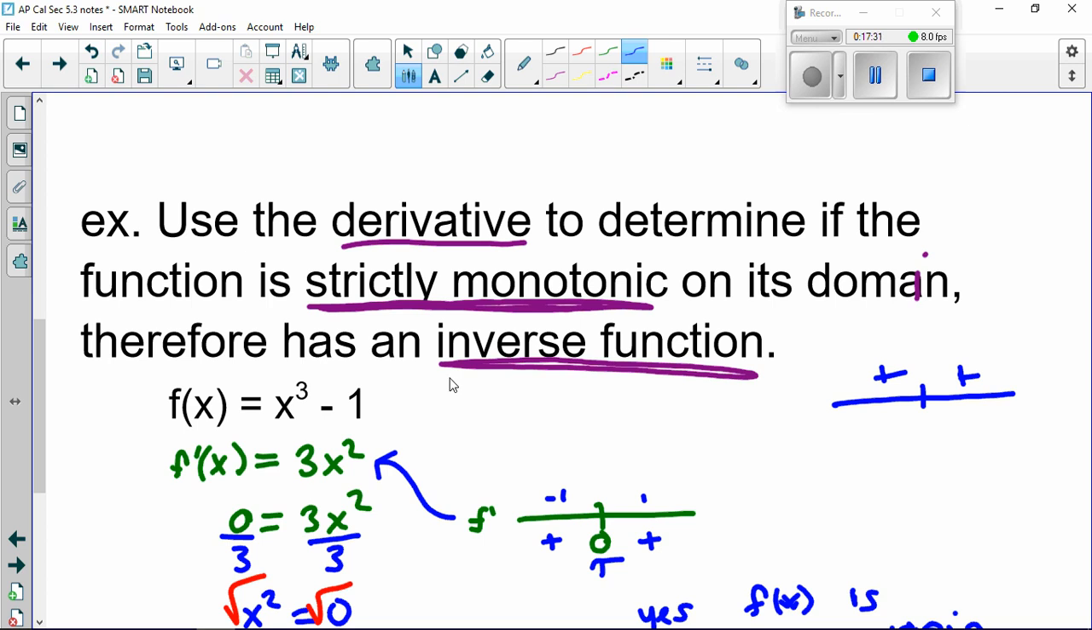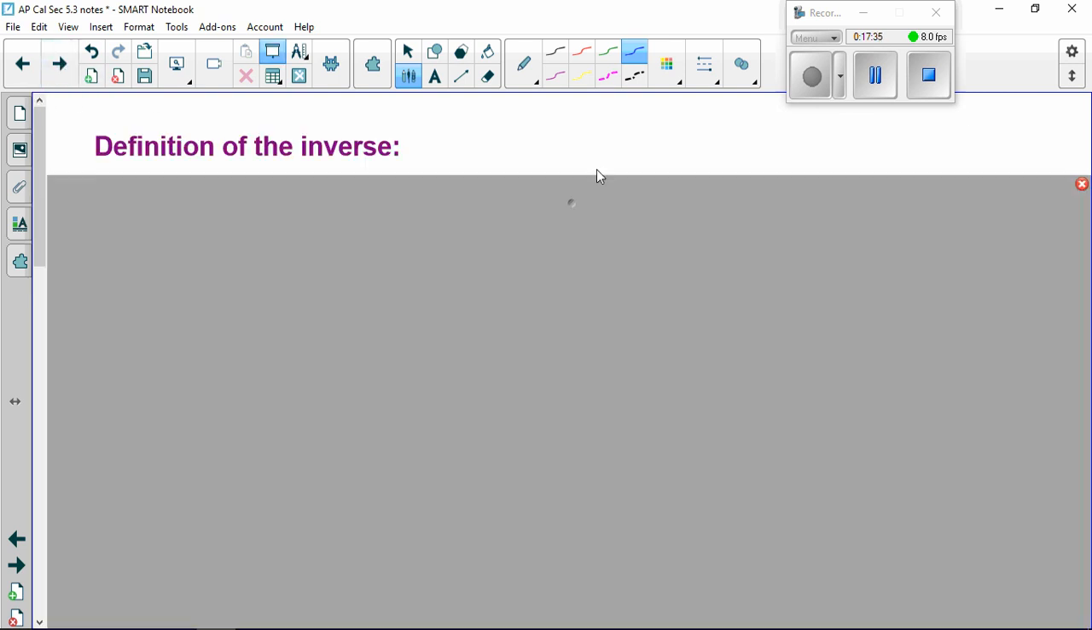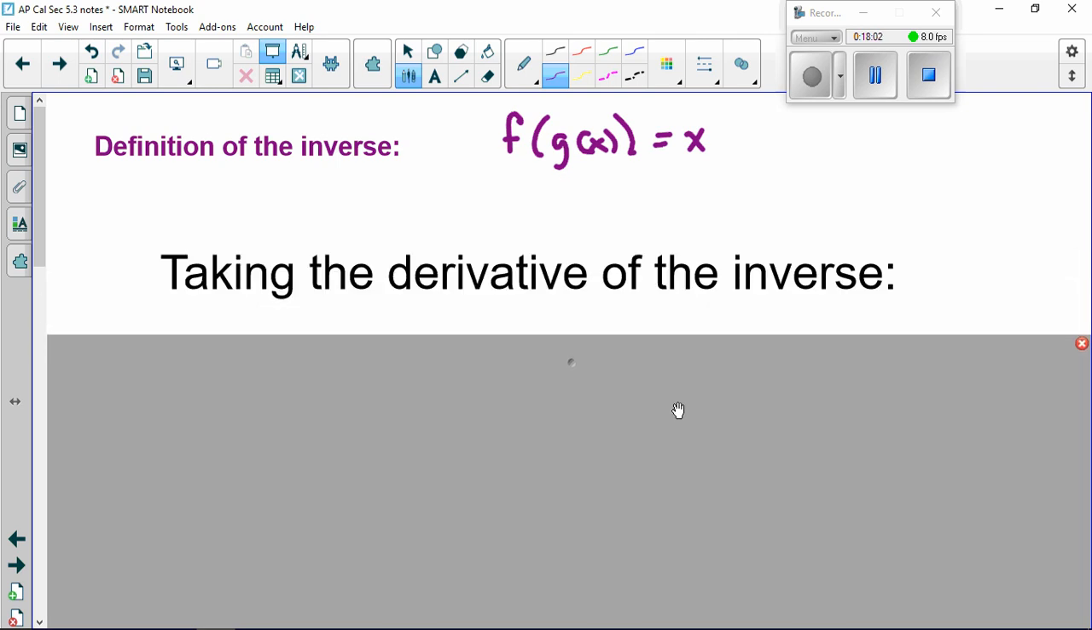Now let's actually talk about inverse functions themselves. So one thing is that the definition of an inverse function, if you plug inverses into each other, if we do f of g of x and their inverses, what happens is everything cancels out and you're literally left with x. Like if you put a squared into a square root, they cancel out and you're left with x. So we use that in our derivative of an inverse.